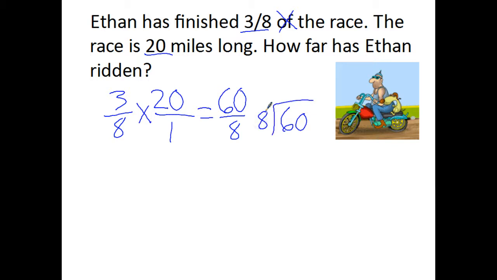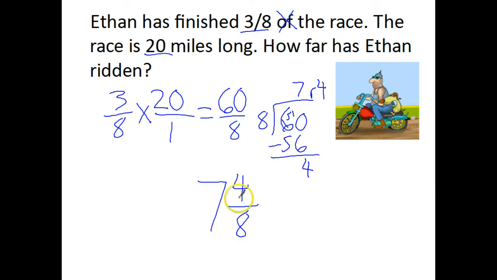How many 8's in 60? Well, 8 times 7 equals 56. When I subtract, I'm going to have 4 left over. So 7 remainder 4. So big 7 and 4/8. Oh, 2 even numbers. And I think some people can probably see that 4 can be divided by 4 and 8 can be divided by 4. So I'm dividing them both by 4. 4 divided by 4 equals 1. 8 divided by 4 equals 2. And don't forget, this big 7 just comes over and stays the same number. So Ethan has ridden 7.5 miles.